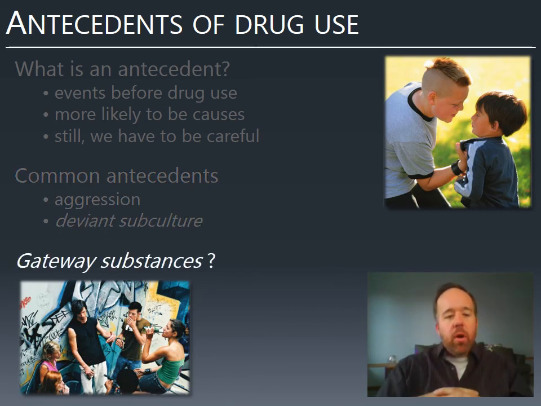There's also what are known as gateway substances. If you've ever heard of the idea that marijuana is a gateway drug, this is the idea that using a more condoned drug, a less illicit drug, for example, is a stepping stone to using a more illicit drug, perhaps a drug with more harmful consequences, either legally or in terms of health.